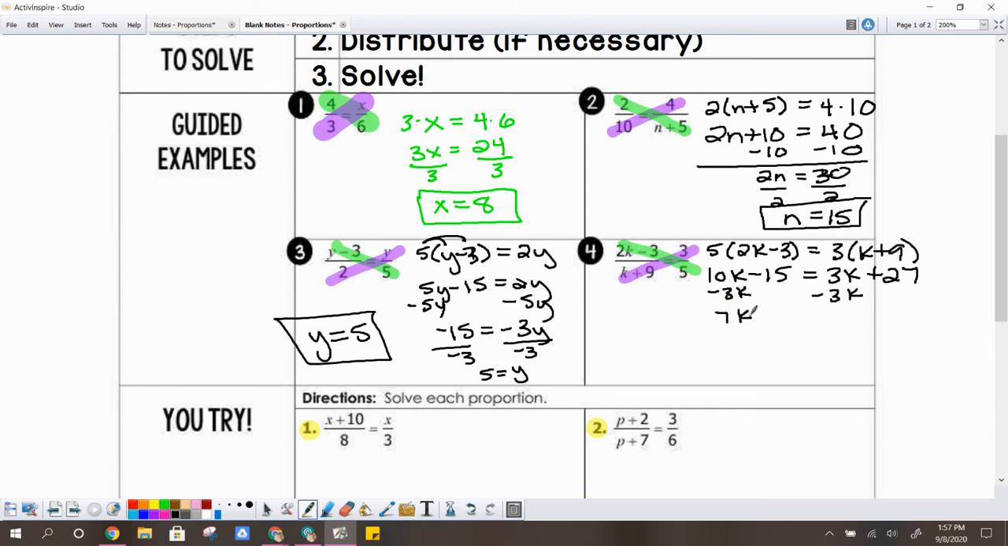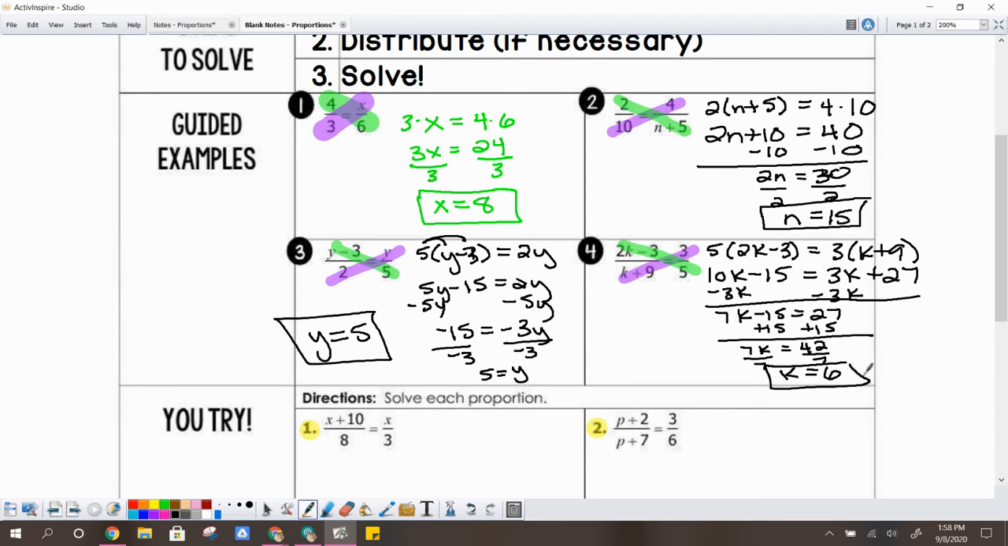So I have 7k minus 15 equals 27. At this point, it's a 2-step equation, so add 15 to both sides. 7k equals 42. Divide by 7. And k should be equal to 6. Okay, so that's how you solve these.